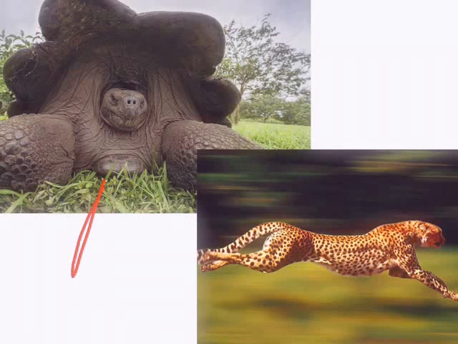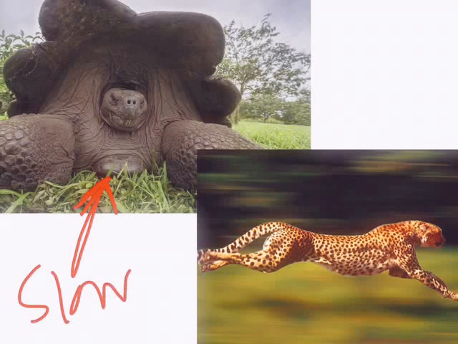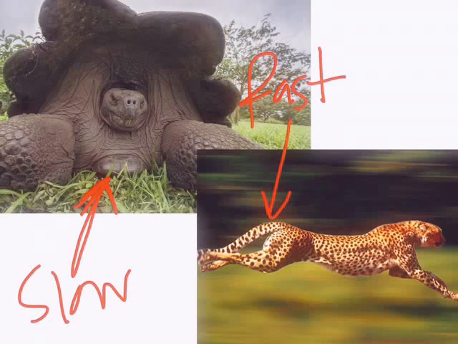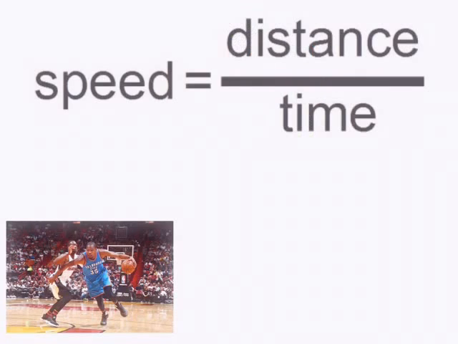The question is, how can we tell if something's moving slow or if something's moving fast? We know these things are moving, but how do we know how fast or slow they're moving in relation to each other? To calculate something that's related to how fast or slow an object is moving, we're going to use speed. Speed is calculated by distance over time.